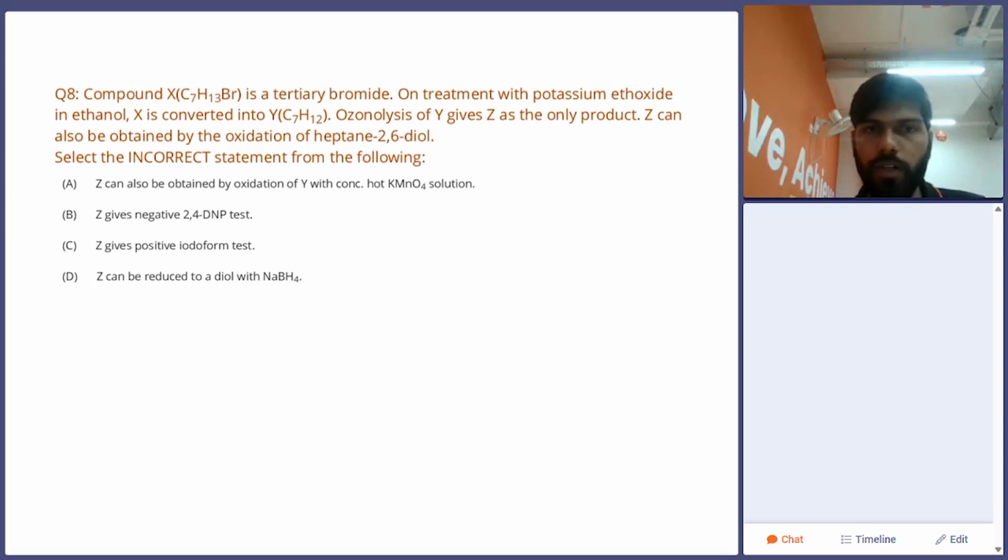Next, a compound. Compound X, C7H13Br, is a tertiary bromide. On treatment with potassium ethoxide and ethanol, X is converted into C7H14. Ozonolysis of Y gives Z as the only product. Z can also be obtained by the oxidation of heptane 2,6 diol. Select the incorrect statement from the following. Incorrect. Okay, look at this very carefully, the Z part.